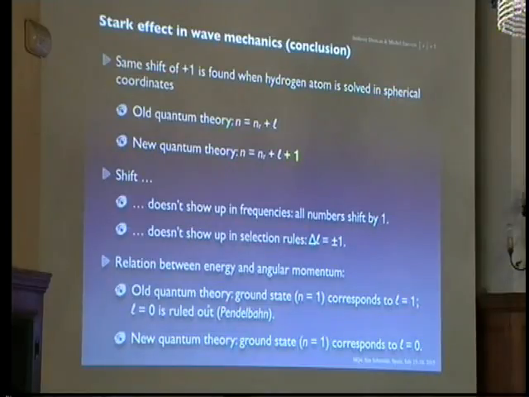Because in the old quantum theory, the ground state corresponds to a state of L equals 1, because L equals 0 is ruled out, since that would be this spindle orbit. Whereas in the new quantum theory, the ground state, N equals 1, corresponds to a situation where there is no angular momentum. And this relates back to Jura's talk: if you take this picture of the orbits very seriously, it is an extremely mysterious thing that you could have a ground state in which the electron has no angular momentum whatsoever.